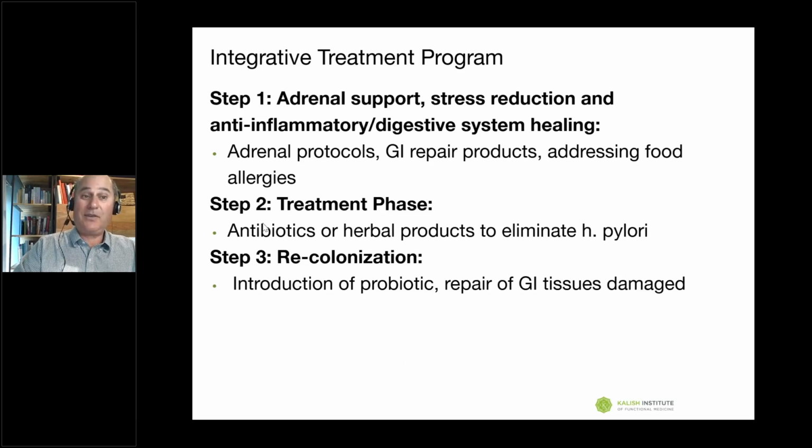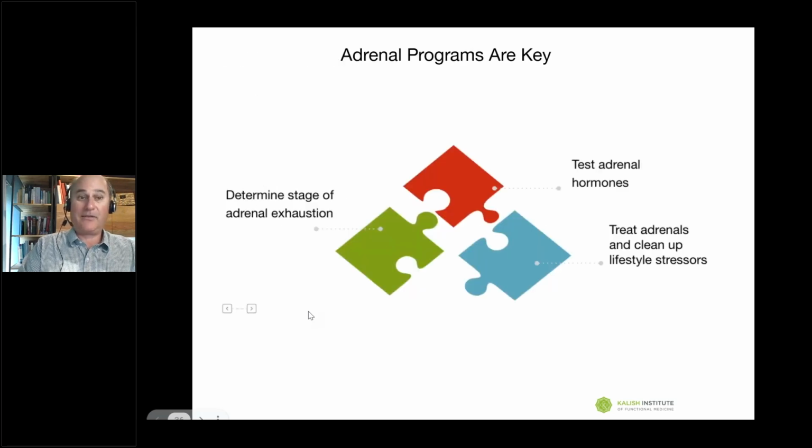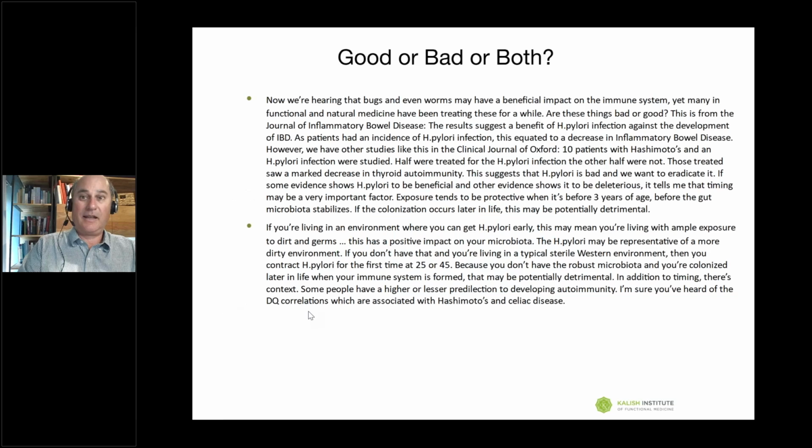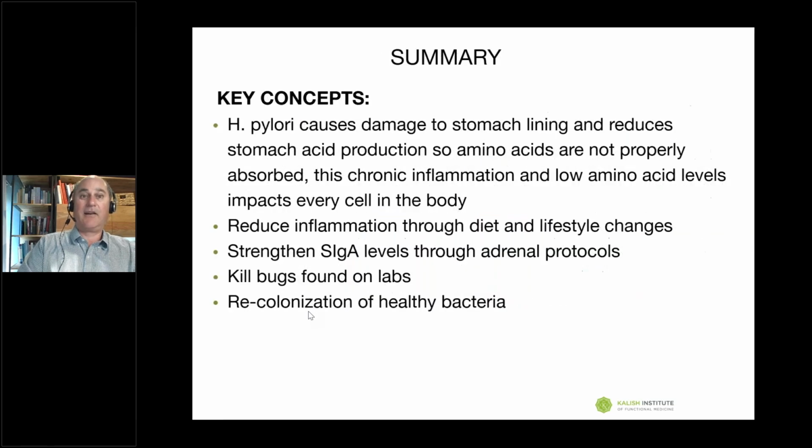Then when you get to the killing phase for H. pylori, you can either use antibiotics or herbal products. In the Mayo Clinic study we did, 8 out of 9 times we got rid of the H. pylori with the herbs. So you don't have to use medication. There's some times when medications are way more appropriate based on the patient, but you can do it either way. And then as soon as that's clear, you want to get all the GI stuff repaired. That's all the bad things that have happened, okay? Adrenal programs are key, and here are the key concepts.